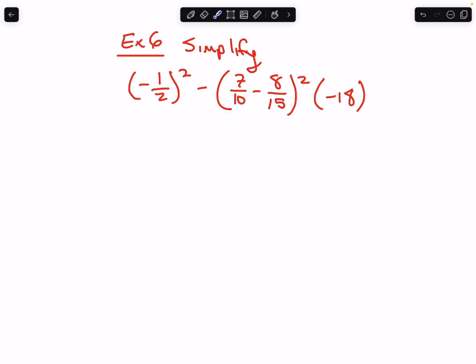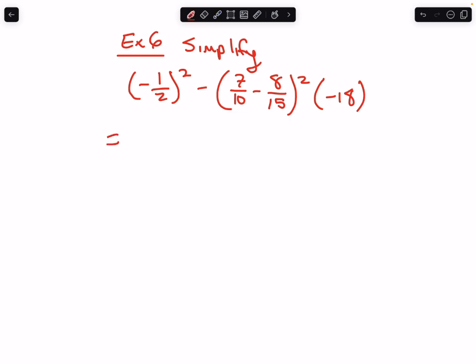Now, those don't have the same denominator. 10 and 15 are not the same. So we can't just subtract 7 from 8 and then 10 from 15. That won't work. What we need to do is find a common denominator. So for the common denominator between 10 and 15, we look at the multiples of 10 and the multiples of 15. The multiples of 10 are 10, 20, 30, 40, 50. The multiples of 15 are 15, 30, 45, 60, 75, and so on. So the first common denominator that we'll find is 30.